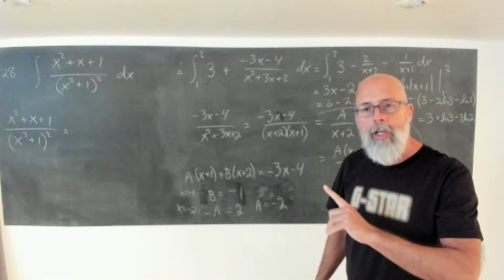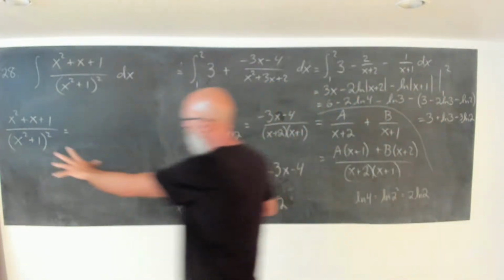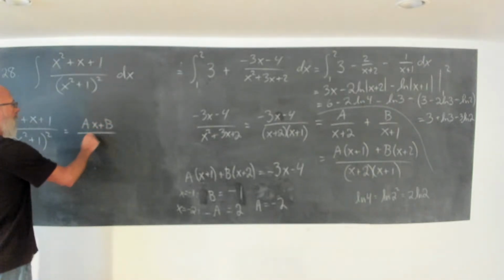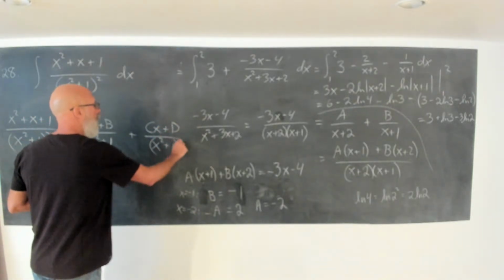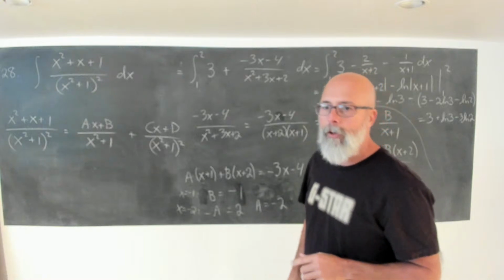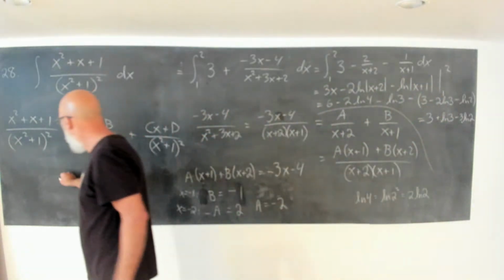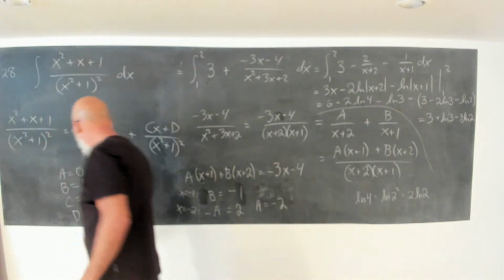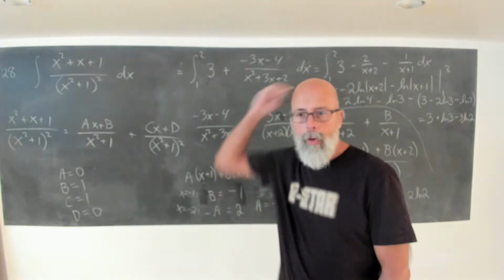So how does partial fraction decomposition tell us that this decomposes? Partial fractions tells us that this decomposes as Ax plus B over x squared plus 1 plus Cx plus D over x squared plus 1 squared. Very nice, Amir. Thank you. Amir has given us the answer, telling us that A is 0, B is 1, C is 1 and D is 0. Why can't we decompose it?